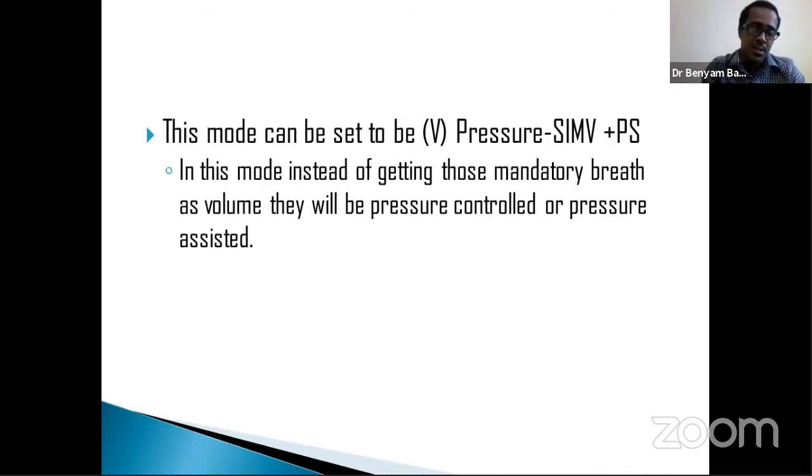And in the pressure SIMV mode, similar to pressure AC, we set the respiratory rate, the pressure, the IE, the PEEP, the FiO2, plus the PSV. So the 12 mandatory breaths that we set will be delivered with pressure assist or pressure control. If a patient wants to breathe more, he only gets the pressure support that we set, not assist.